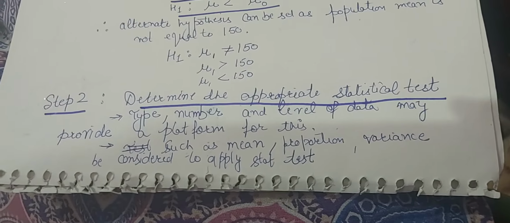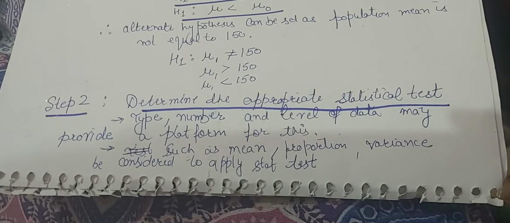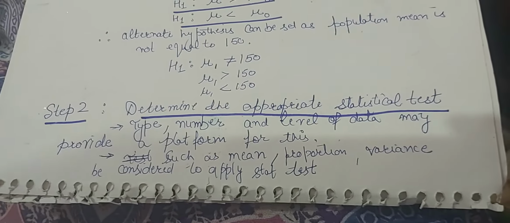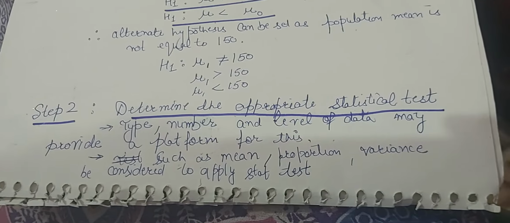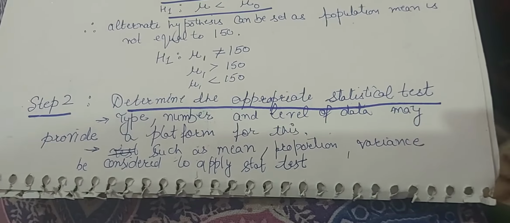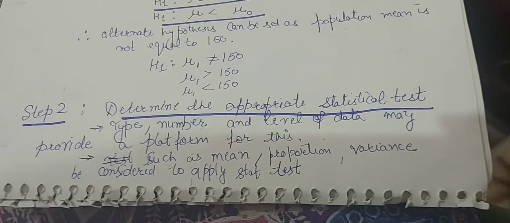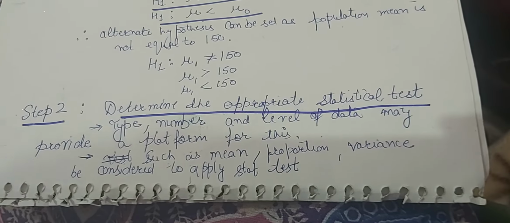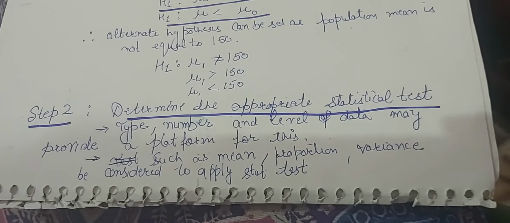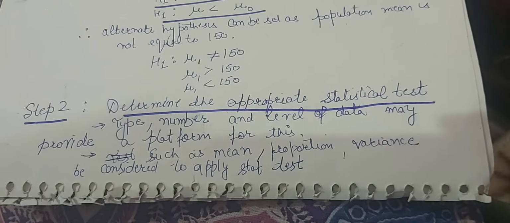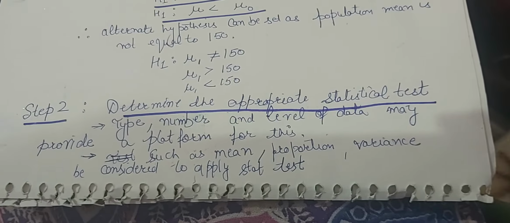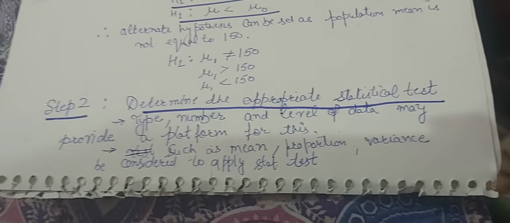Now come to the second one. Step 2 is to determine the appropriate statistical test. We had already decided about the hypothesis, so now we come to the decision on the appropriate statistical test. It depends on what type of data you are using. Are you using nominal, ordinal, categorical data, interval data, or ratio data?